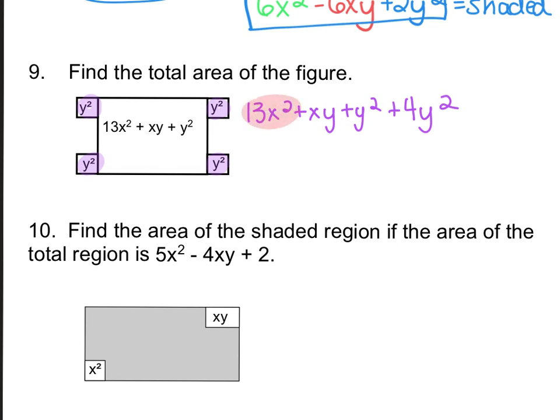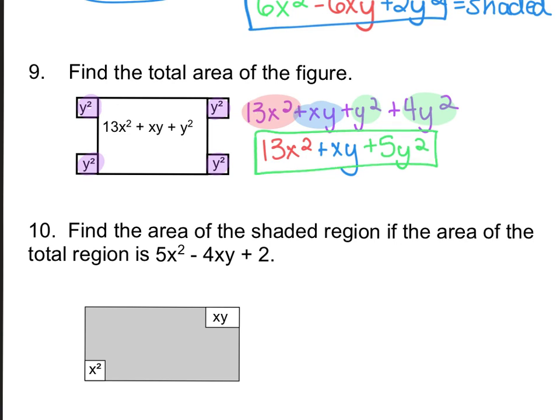13x squared, there's no other x squareds. That goes in our answer. xy, there's no other xy's. So plus xy goes in our answer. And then y squared plus 4y squared gives us 5y squared. So the total area is 13x squared plus xy plus 5y squared.